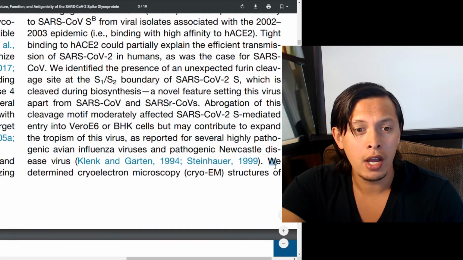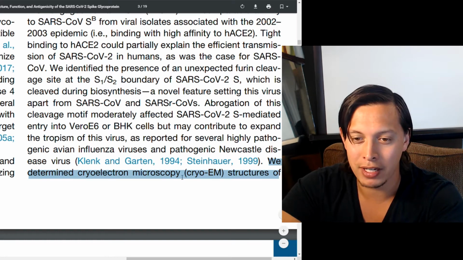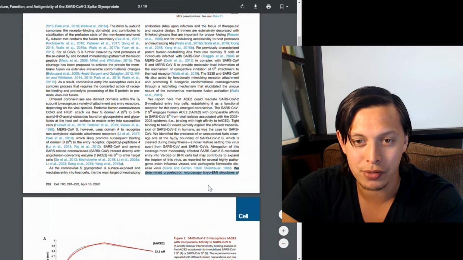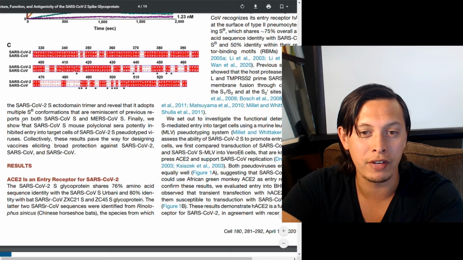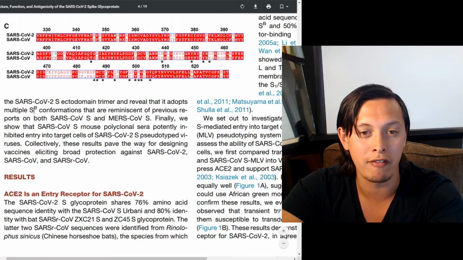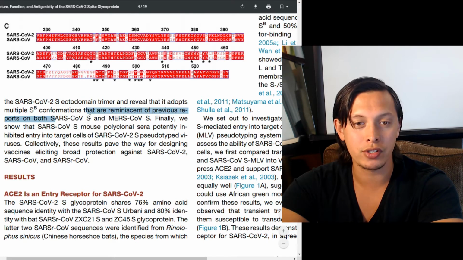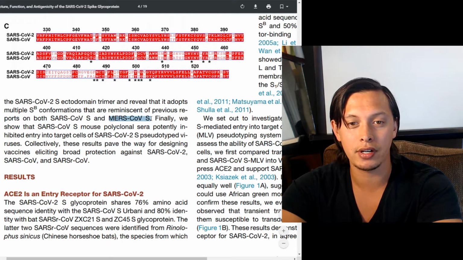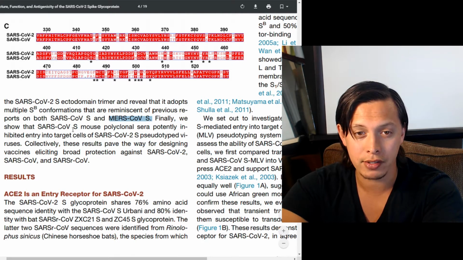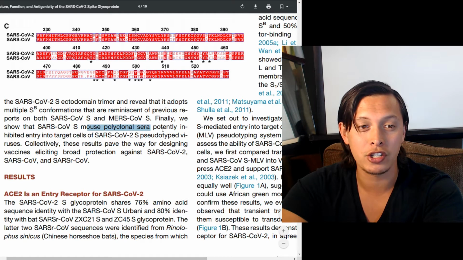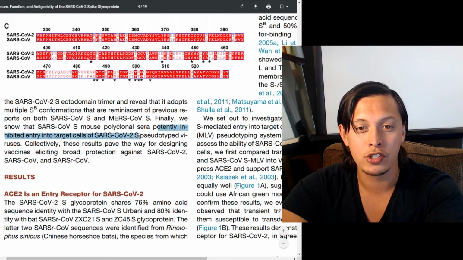So, we determined cryo-electron microscopy or cryo-EM structures of the SARS-CoV-2 ectodomain trimer and revealed that it adopts multiple S-B conformations that are reminiscent of previous reports of both the original SARS spike and the MERS spike. Finally, we showed that SARS-CoV-S mouse polyclonal sera potently inhibits entry into target cells of the SARS-CoV-2-S pseudotyped viruses.